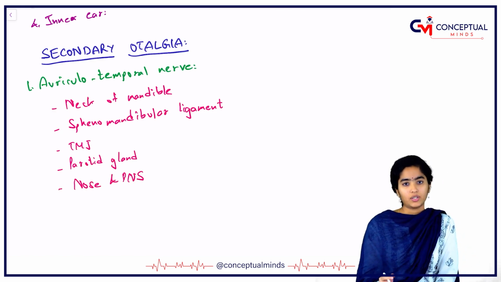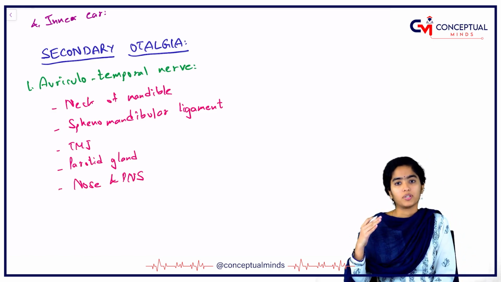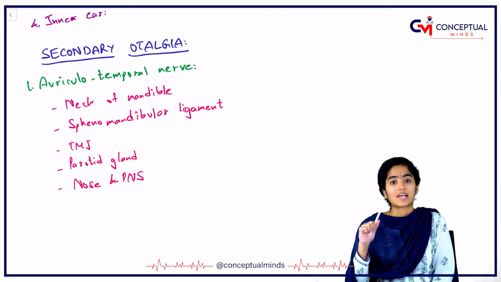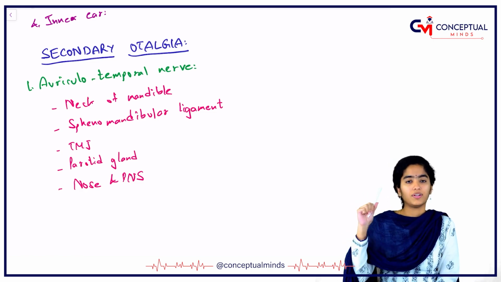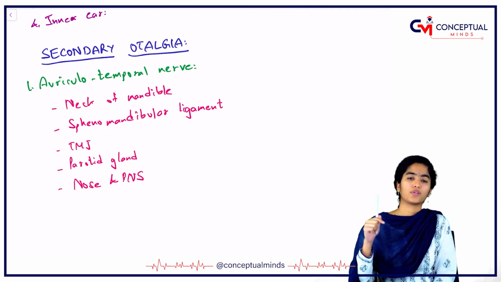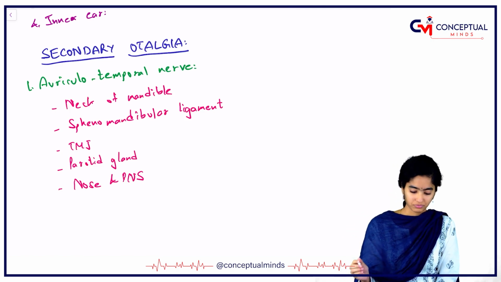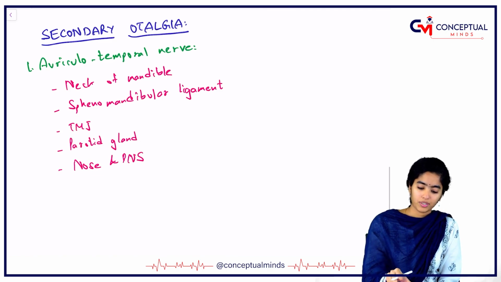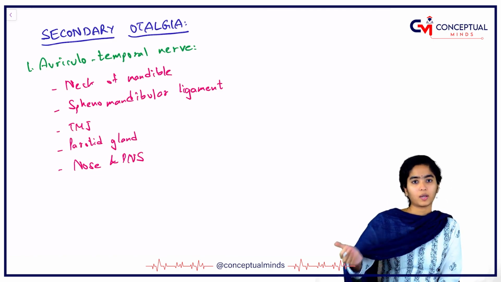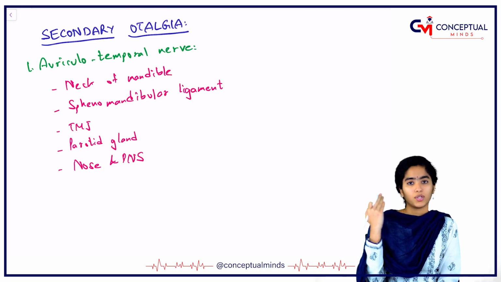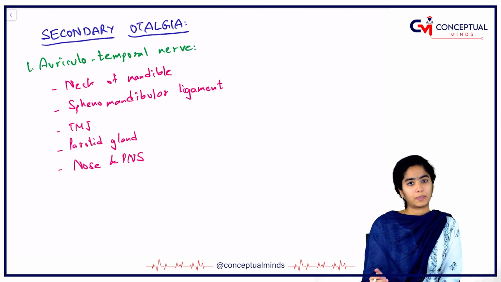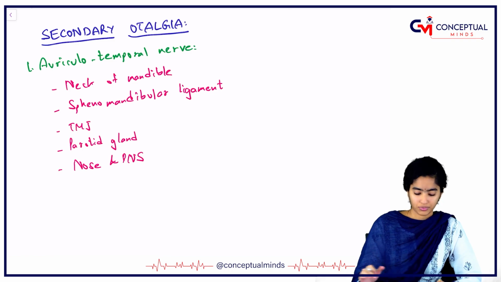So any tooth caries, dental problems, oral cavity disorders, salivary gland inflammations and tumors, sphenopalatine neuralgia, all of these will cause ear pain. Why? Because of the auriculotemporal nerve. You can remember these structures and then think about the pathologies. Tooth caries, dental problems, any problem in the oral cavity or salivary gland, sphenopalatine neuralgia, all of them will cause ear pain because of the auriculotemporal nerve.